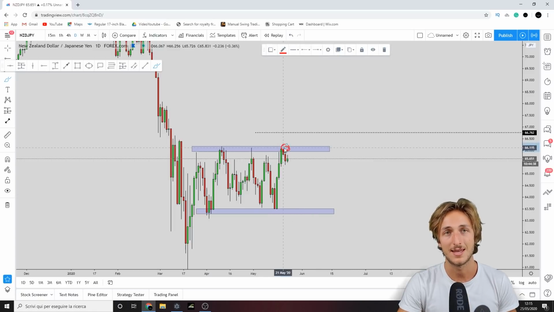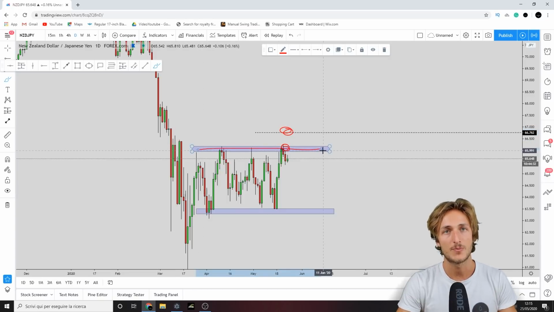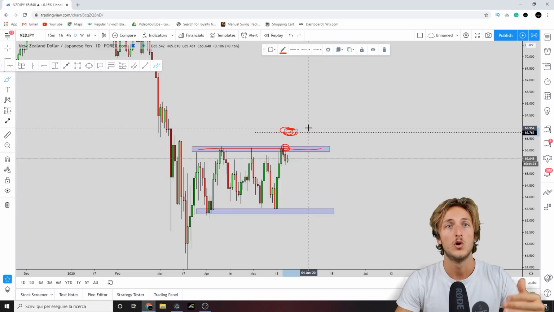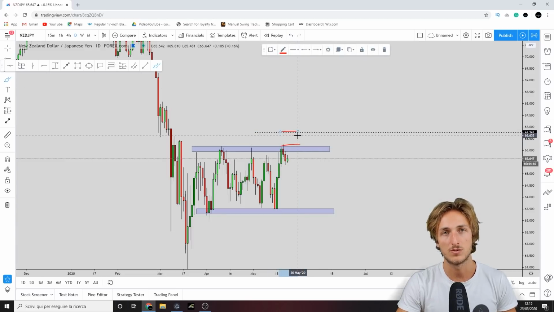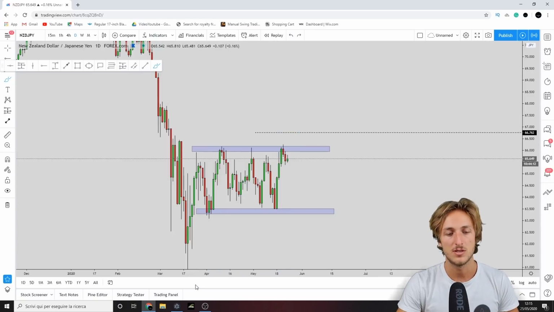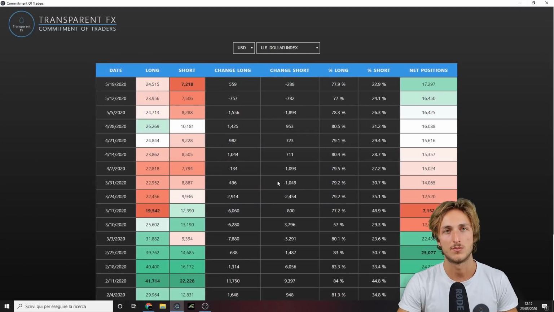This resistance is very near to this resistance. This is the resistance from the daily, the upper band of the range. And this resistance here, this is the 61.8 that we identified on the weekly, which is in confluence with the weekly resistance. And why it's so important to realize that these two levels are very close, I will show you that in a second. But first, let's go and see what we have from a COT perspective.